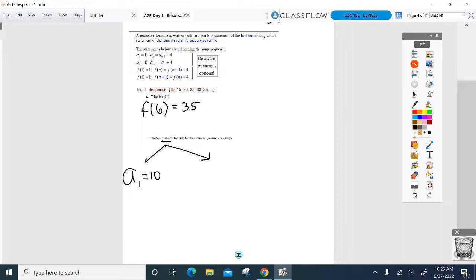Good? Now how do I write that? Here's where I'm going to start. A subscript n, which means the term we're on right now, equals, now think back to the chart we just did.